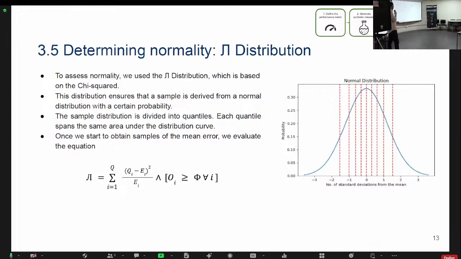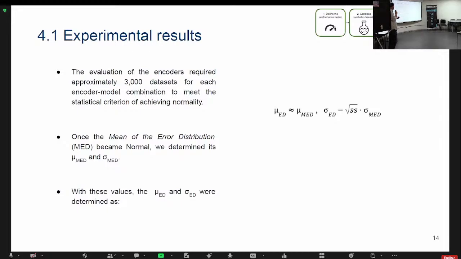This distribution is very similar to the chi-square, but the difference is that this one guarantees that the distribution is normal or Gaussian, right? Well, let's move on to the results.